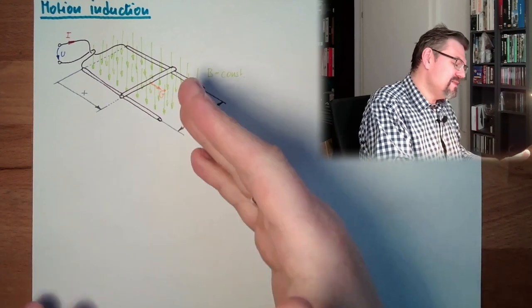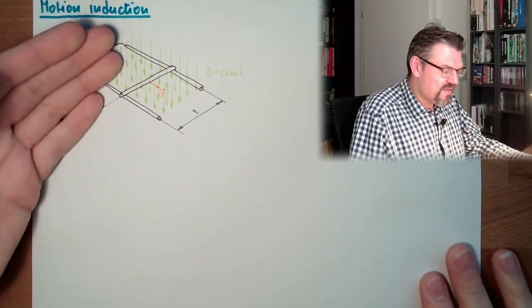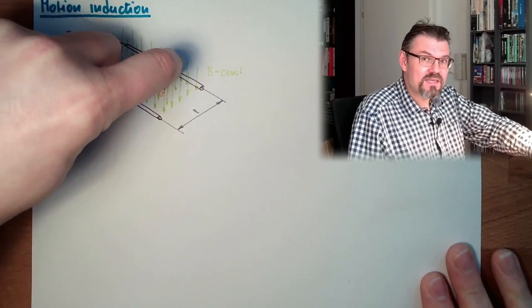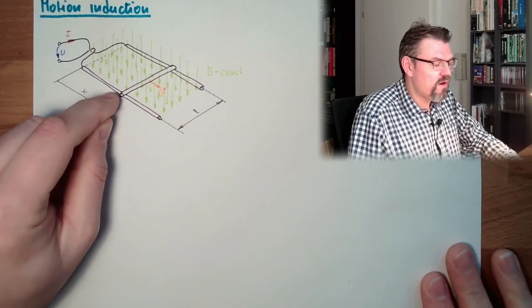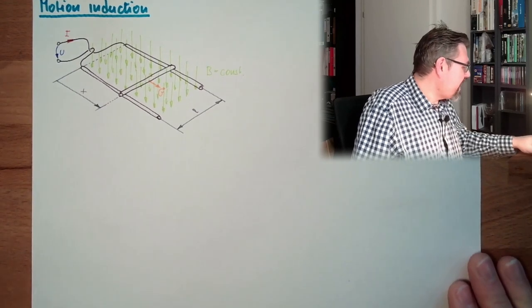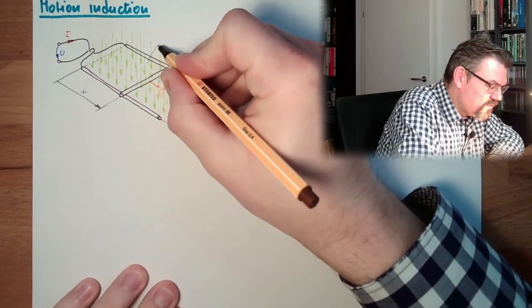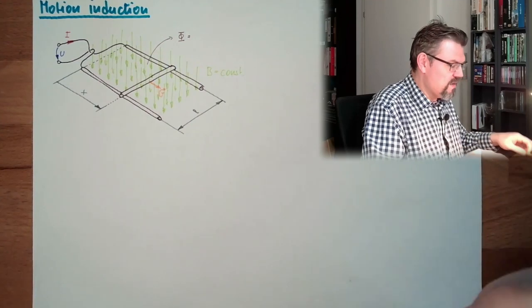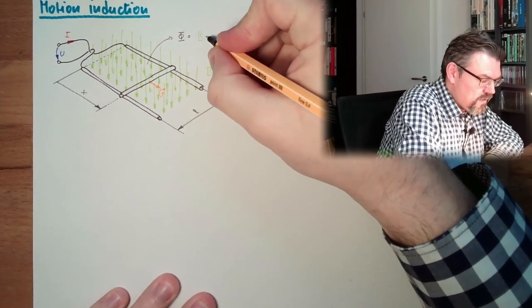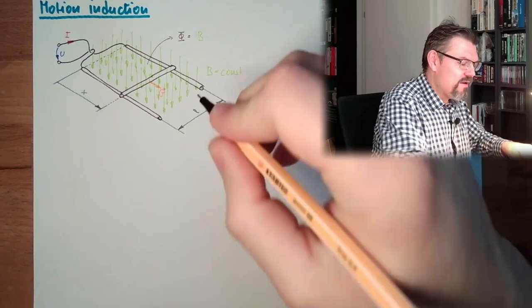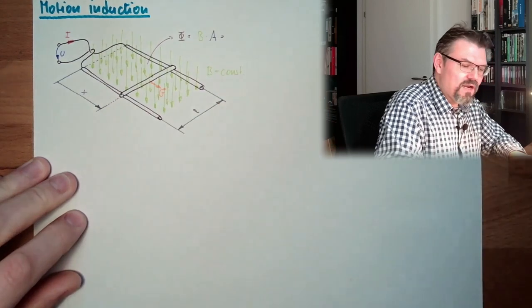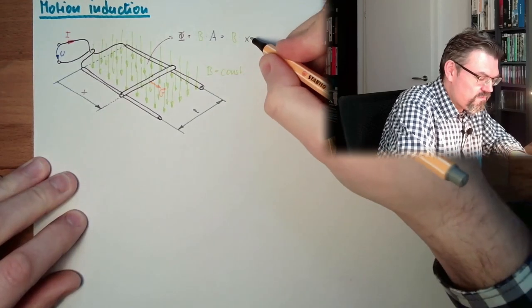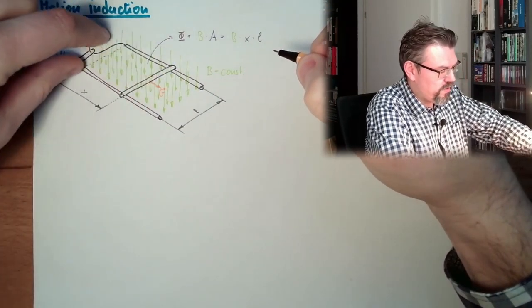Now let's have a look at this loop. There's a flux density, there's an area, x multiplied by l. The l is the distance between the two rails, and x is the actual position of our slider. So there is a flux phi in this area, which equals the flux density B multiplied by A, the area, which in our case is B multiplied by x multiplied by L. It's this area.